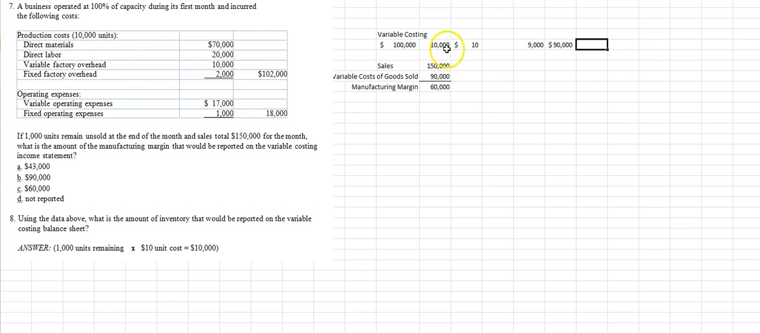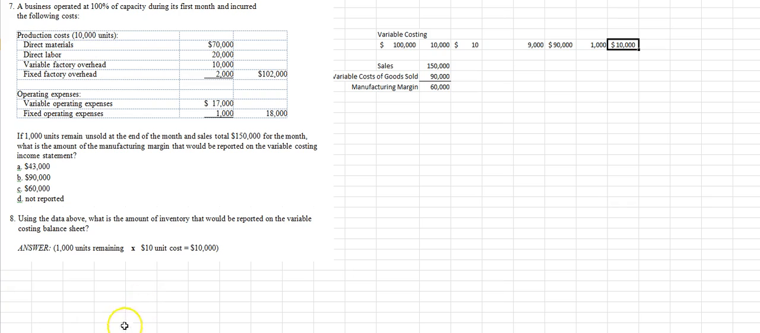What do you have left over that you haven't sold? Well, 10,000 that you produce minus 9,000 means that you have 1,000 left over. And that amount is not going to be expensed yet. We're simply going to put that as inventory, 1,000 at $10 each. So our inventory is going to show that we have $10,000 in inventory. Okay? So of the $100,000 in cost, we expense 90,000 in our income statement, and we put 10,000 in inventory to be expensed in the future when we sell them.